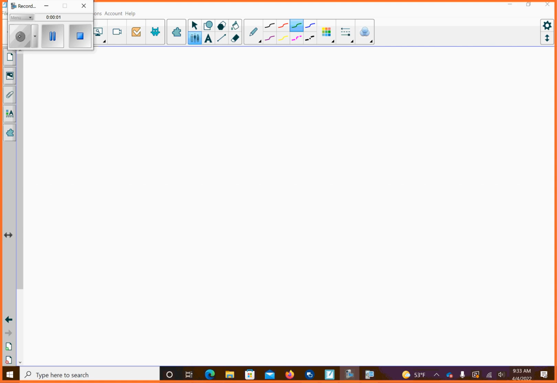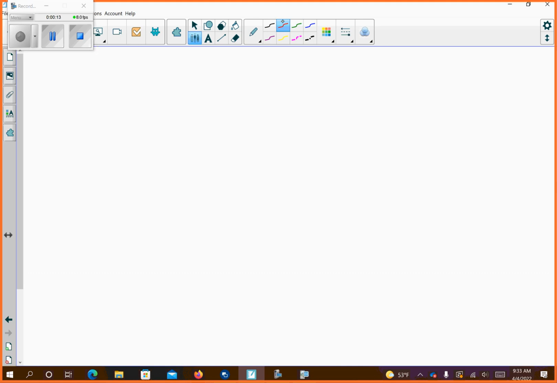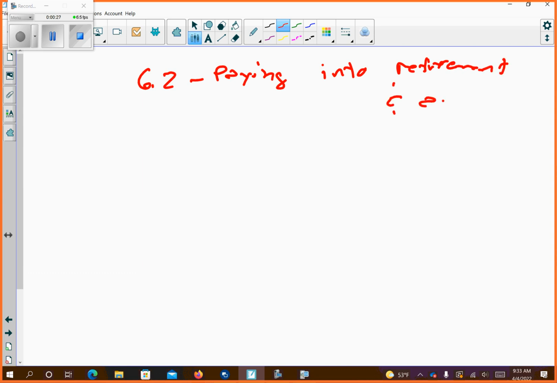Using this for pretty much the rest of this semester, which hopefully you'll start realizing is a relatively good tool for you for a number of reasons. Okay, so again, this is on the page. It says Business Calculus is the top title. It says 6.2, paying into retirement and annuities. Okay, and again, these are all things that we're looking at as far as investments. This same operating system can be used for a number of things.